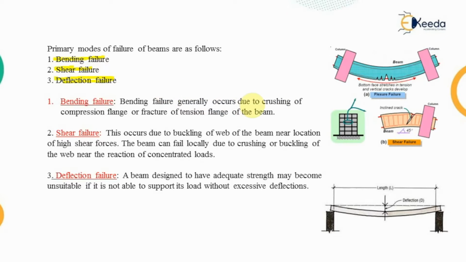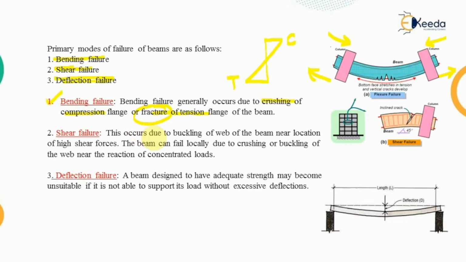The bending failure generally occurs whenever there is a crushing of the compression flange or a fracture of the tension flange of the beam. As we have studied, if we distribute the stress throughout the beam section, this is the shape that we get for the stress distribution diagram, in which the top flange is in compression while the bottom portion is in tension. The top portion is subjected to compressive forces, so there will be crushing of the compression flange, while the bottom portion is subjected to tensile forces, because of which there will be fracture of the tension flange.